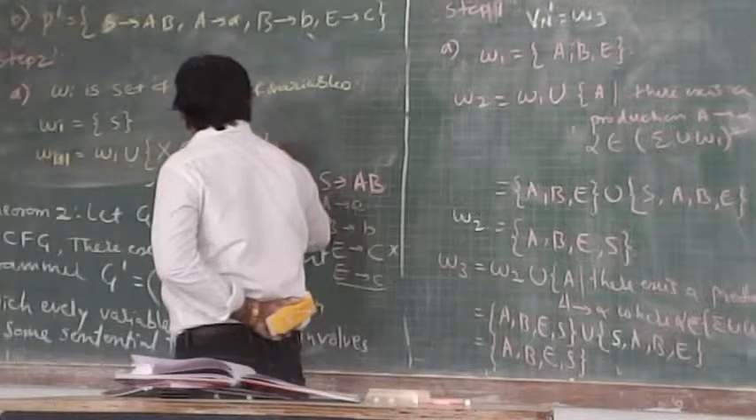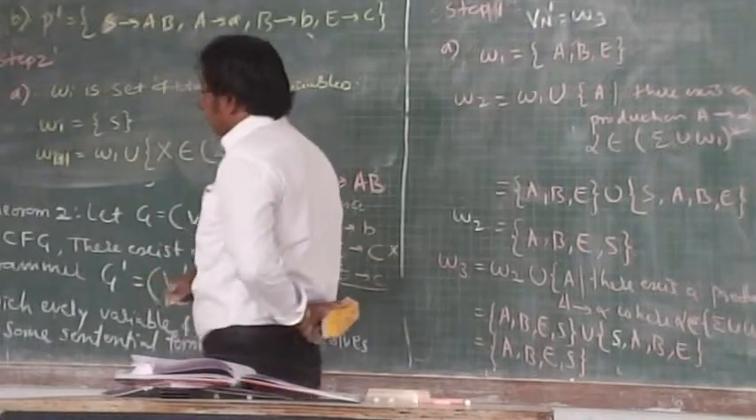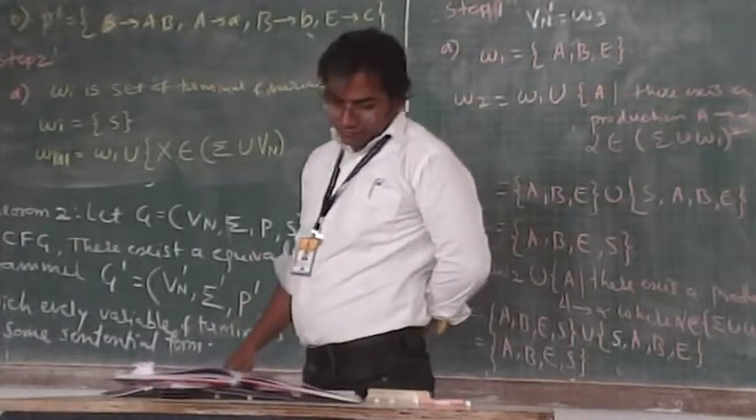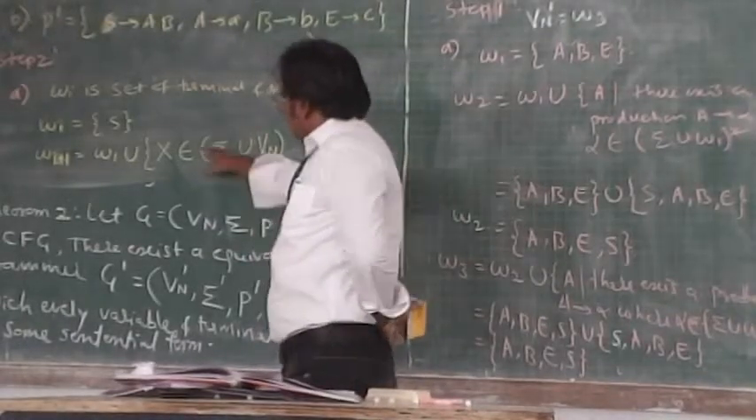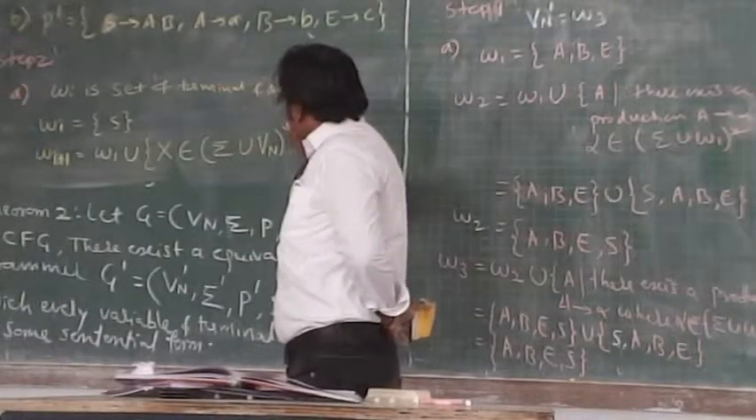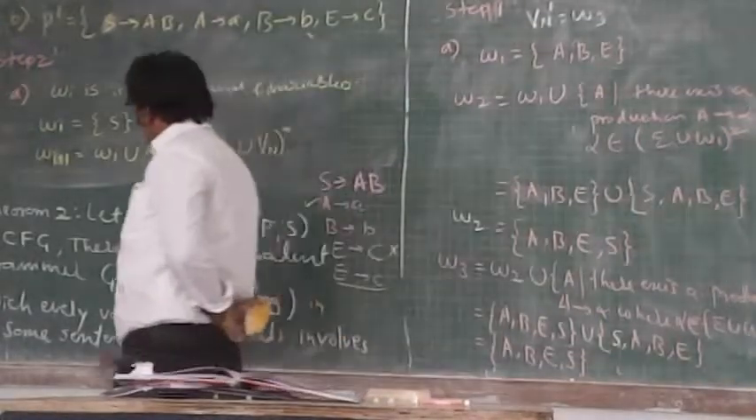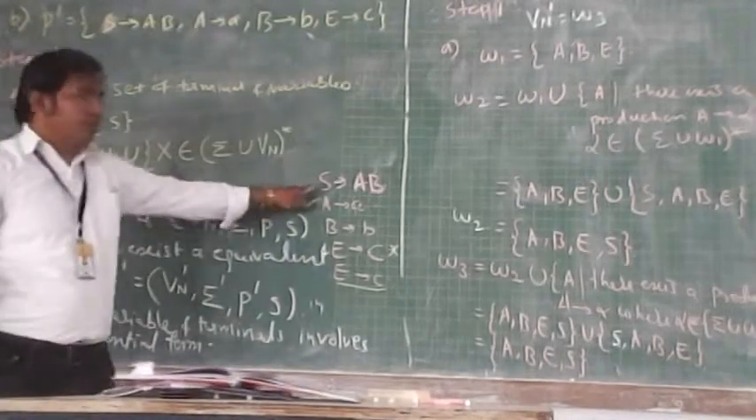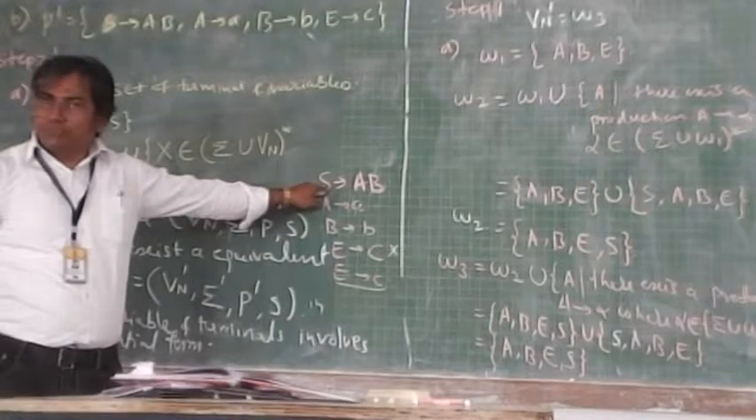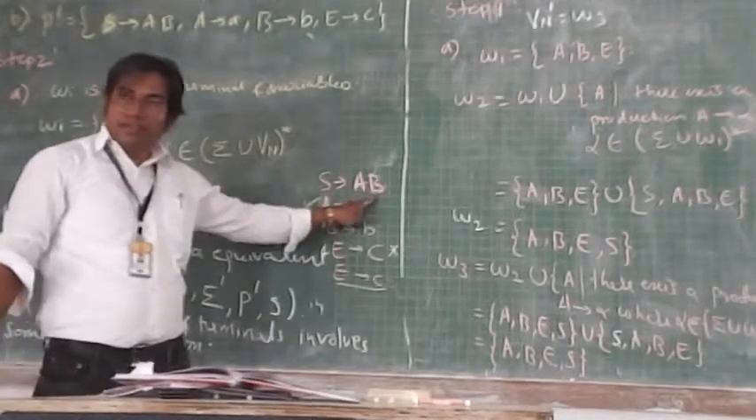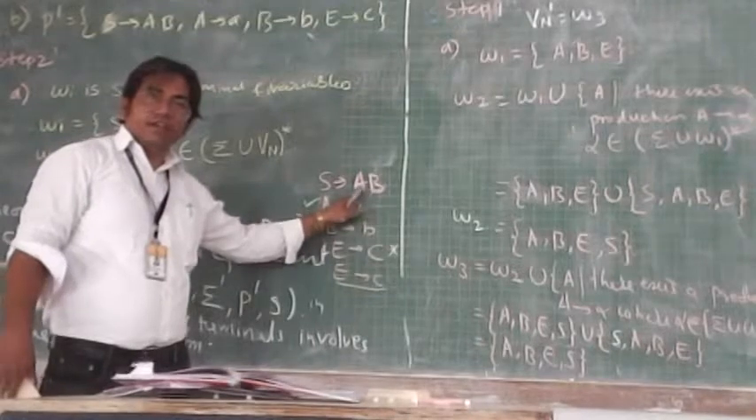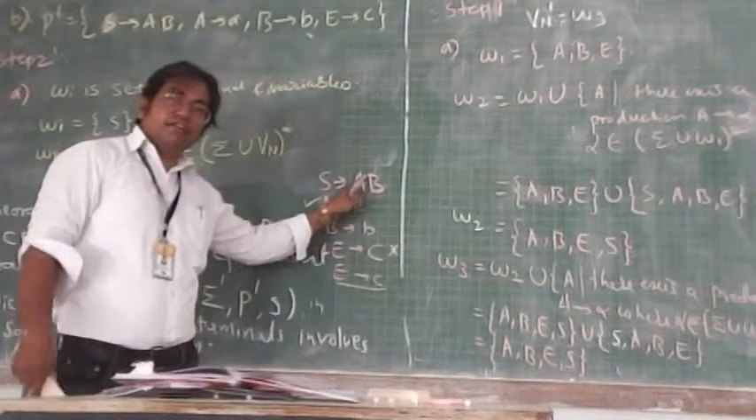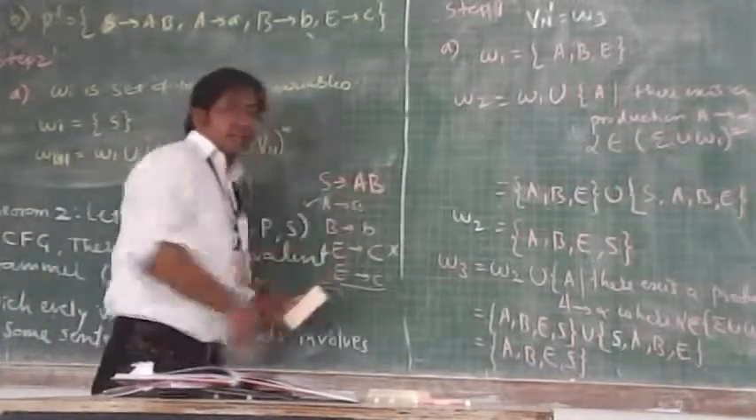Vn in this case. Okay? Sigma union Vn star. See the simple logic I am applying here. I am starting with the production with the start symbol, S implies AB. I am looking for AB, all those. I am collecting all such variables and terminals which appear at my right hand side.